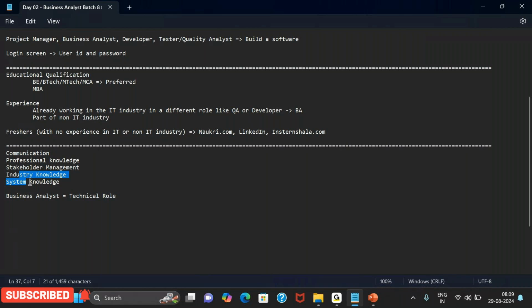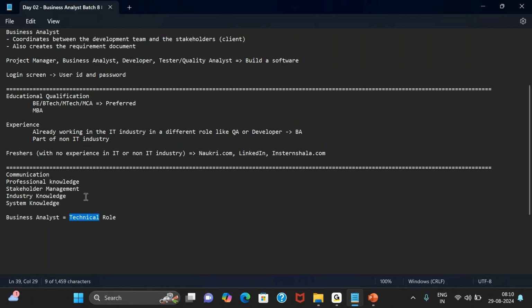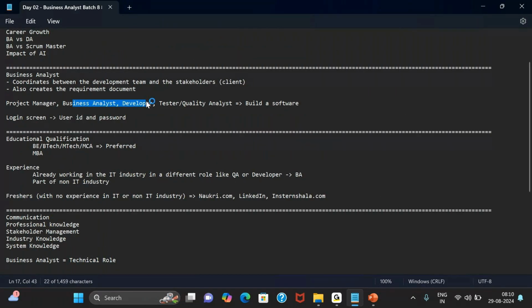this is absolutely needed for you to successfully perform your roles and responsibilities as a business analyst. Okay. Next thing we said was business analyst is a technical role. It does not include coding, but it's a technical role. Okay. So a business analyst works very closely with developers and testers to help build software that fulfills the need of the stakeholder.